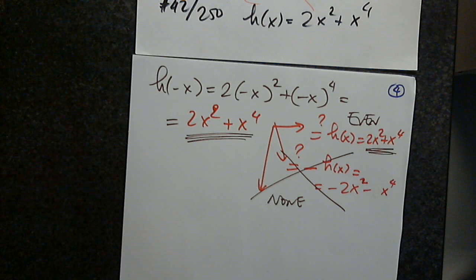If the first and the second do not happen, what would you conclude about the function? It's not symmetric. Its graph will not be symmetric with respect to the y-axis, and it will not be symmetric with respect to the origin. Very good.